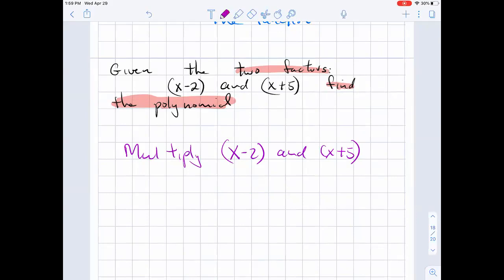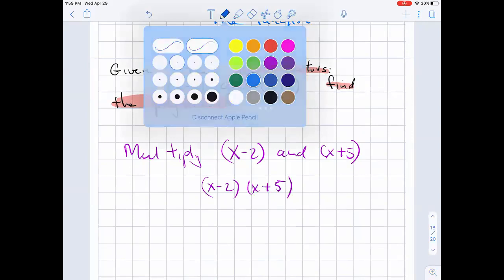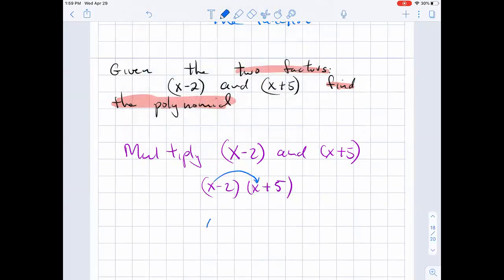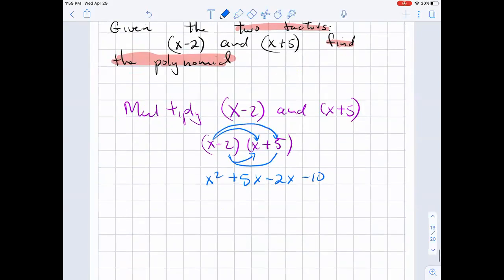So if you multiply x minus 2 times x plus 5, you guys usually do the FOIL method. X times x becomes x squared. X times 5 becomes plus 5x. Minus 2 times x becomes minus 2x. Minus 2 times 5 becomes minus 10. And then you get x squared plus 3x minus 10.